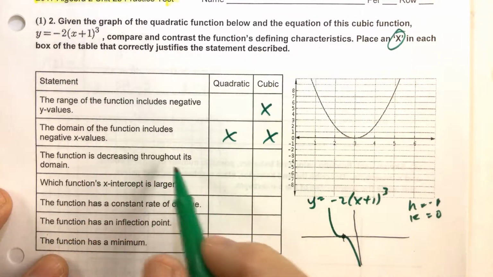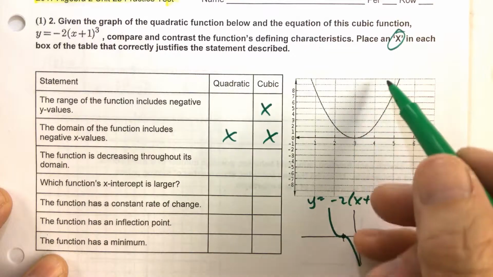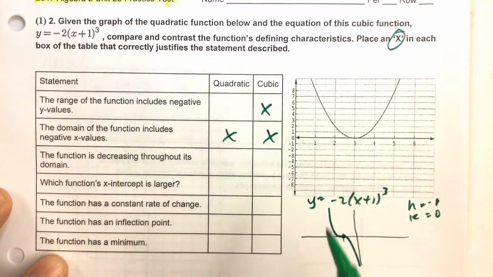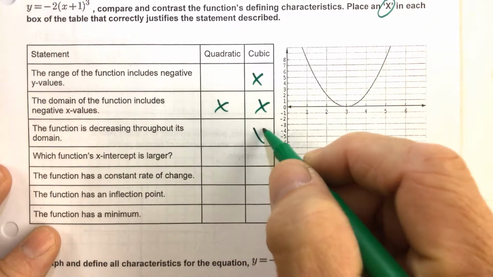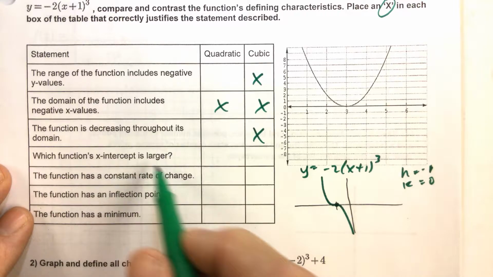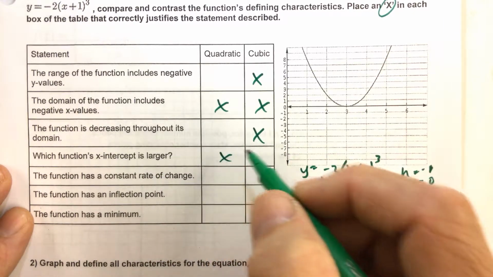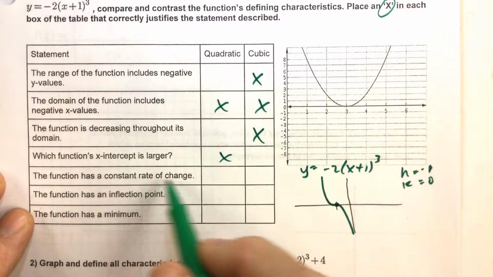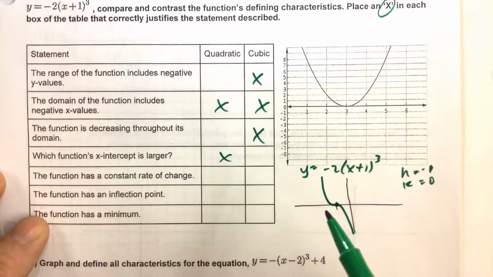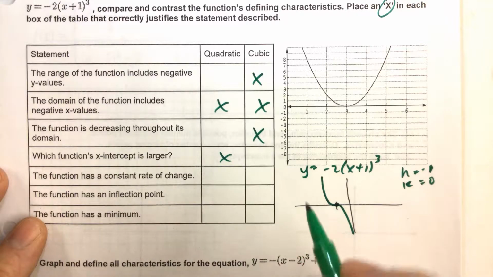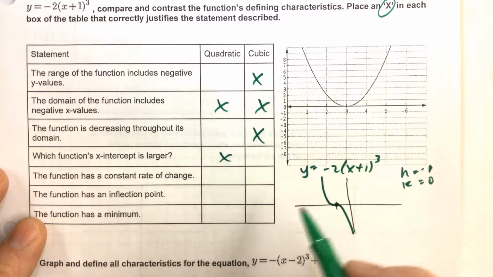Function is decreasing through its entire domain. Well, we could see the quadratic is increasing for parts, so that's not going to be one that we mark. But we can see that the cubic is decreasing through the whole domain. Which function's x-intercept is larger? Well, the x-intercept of -1 here and 3 there, so the quadratic gets that. The function has a constant rate of change. The only functions that have a constant rate of change are linear functions or constant functions, so therefore we won't mark either of these. These rates of change are changing.